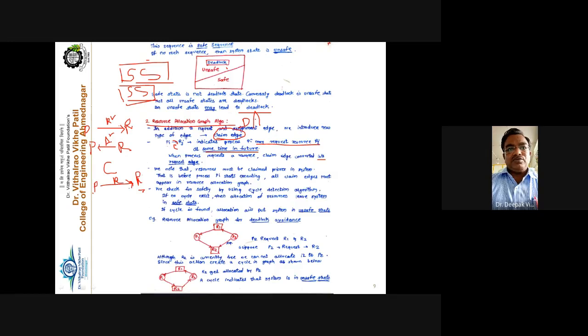Getting this point or not? So what does claim edge mean? It is a future prediction, and when it is actually demanded, after some time when the process P1 requests resource R2, then this claim is converted into the request edge.